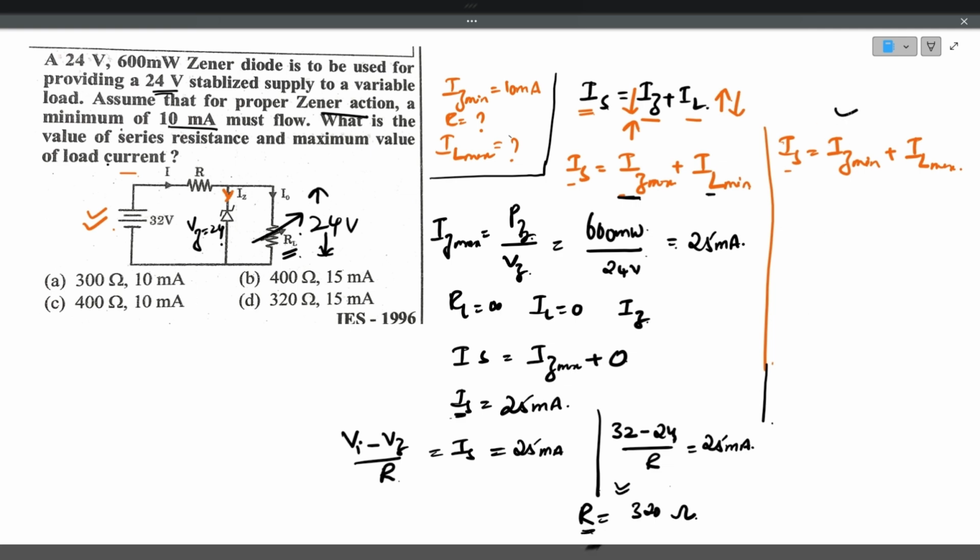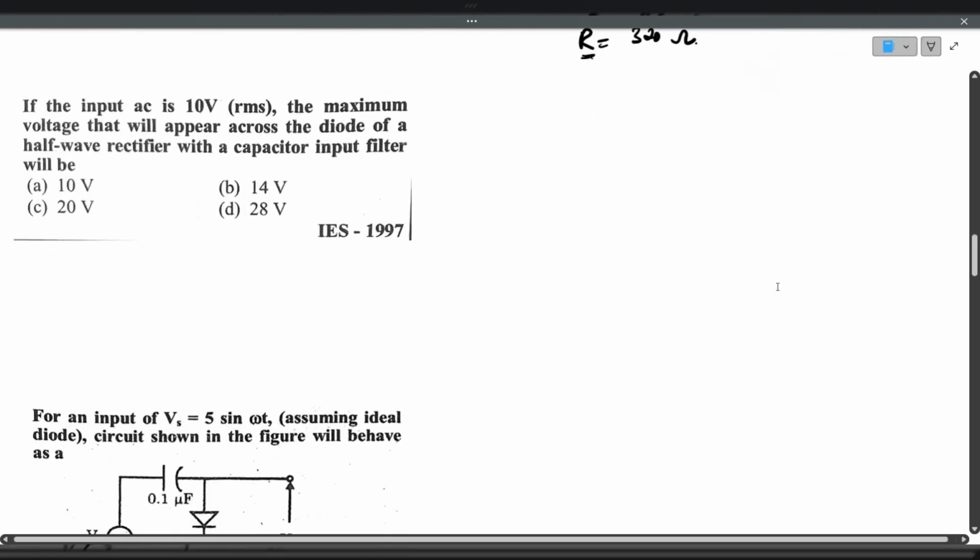Now coming to the second section, the series current IS can also be written as IZ minimum plus IL maximum, the maximum load current. IS is already known, 25 milliamps. IZ minimum is 10 milliamps from the question itself, plus IL maximum. The maximum load current will be equal to 15 milliamps. So the answer is resistance is 320, load current maximum is 15. Answer is option D. We'll see the next question.